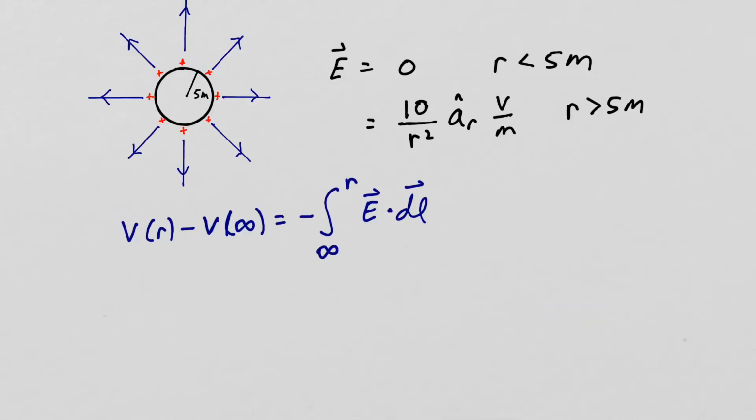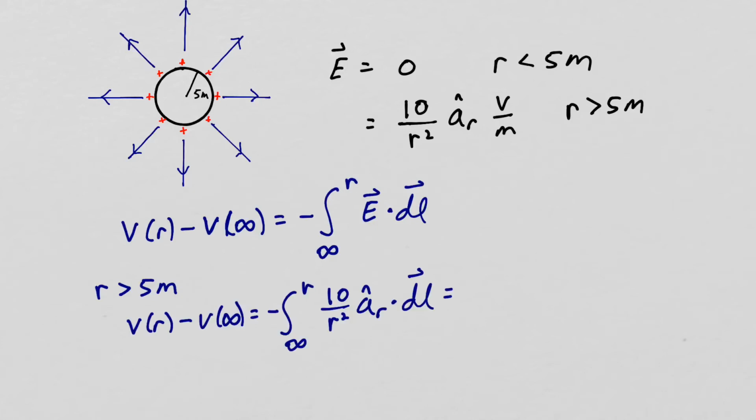The potential field is the amount of work to move 1 coulomb of charge from infinity to r, which you obtain by minus the integral from infinity to r of E dot dl. So your mental representation should be: 1 coulomb times the electric field is the force on 1 coulomb, and a force times a distance is an amount of work. So let's first find the potential field for r greater than 5 meters.